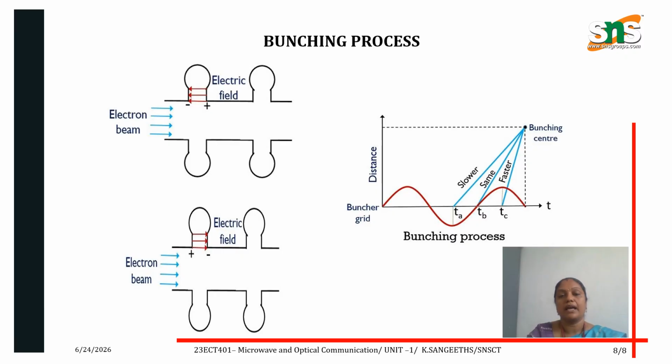So this is the electron beam entering the first cavity. Faster electrons catch up with slower electrons in the drift space, forming dense groups called electron bunches. These bunches arrive at the catcher cavity and transfer kinetic energy, amplifying the microwave signal.